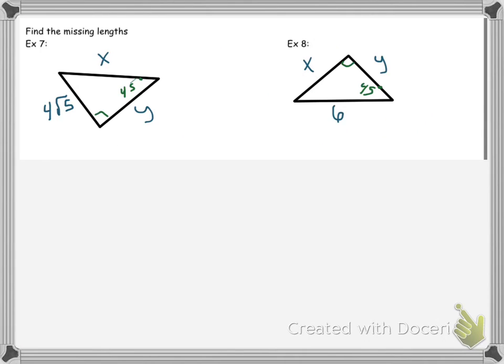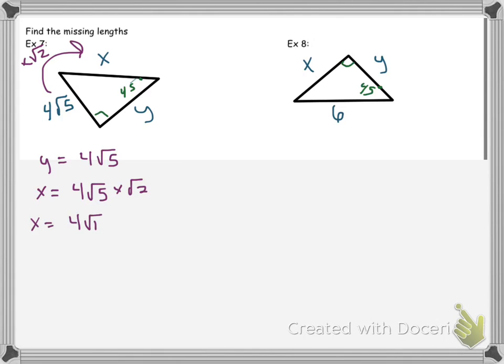Let's get down these last two examples. We know that y is going to be the same as 4 root 5 because they're both across from the 45-degree angle. So we really didn't have to do any math to figure that out. As for x, we're going from a leg to a hypotenuse, which means we're multiplying by root 2. Okay, so x equals 4 root 5 times root 2. Remember, if it's inside the square roots, they multiply each other. So x equals 4 root 10.